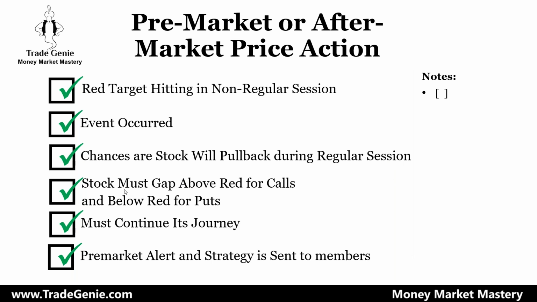If some major resistance is hit, the stock must gap above red for calls and below red for puts. So the red target is, let's say, 190. During pre-market hours it's trading at 190. During regular hours, it should gap above 190 and must continue its journey. After gapping out, it must continue its journey.